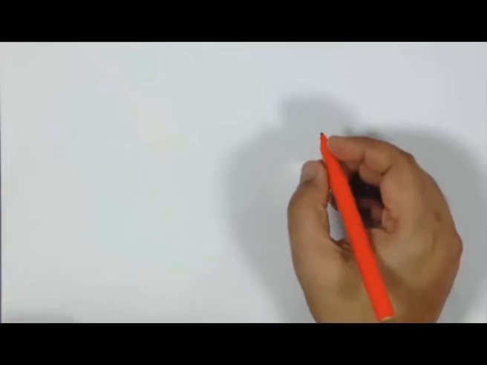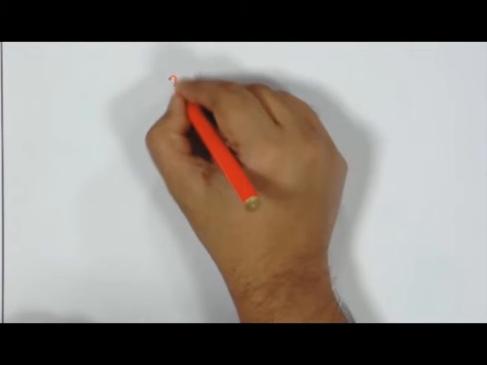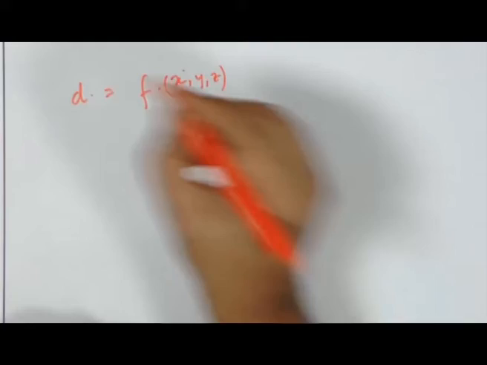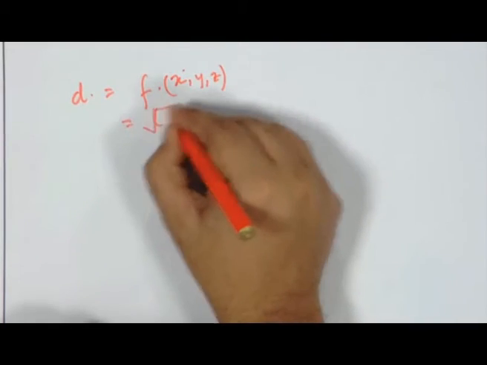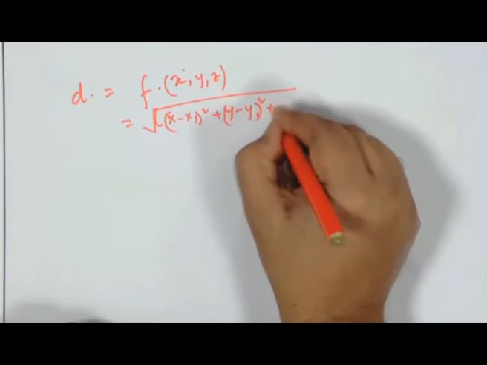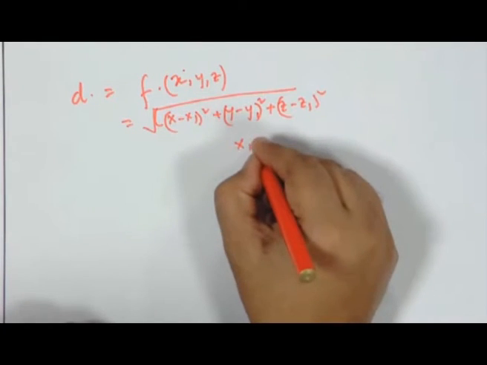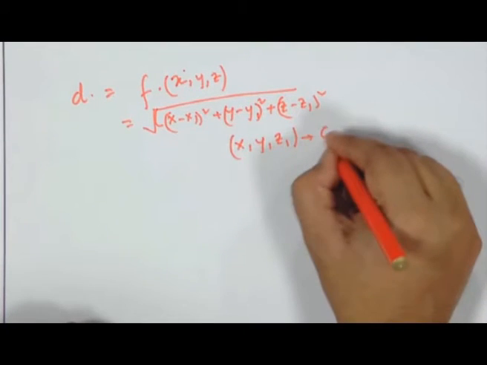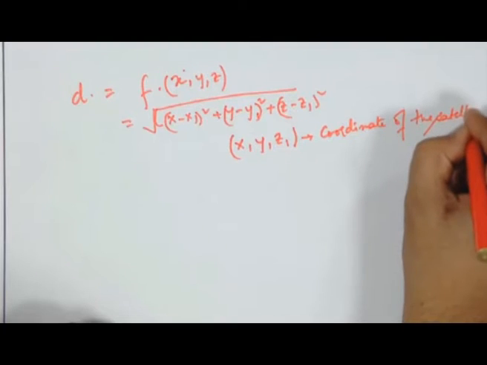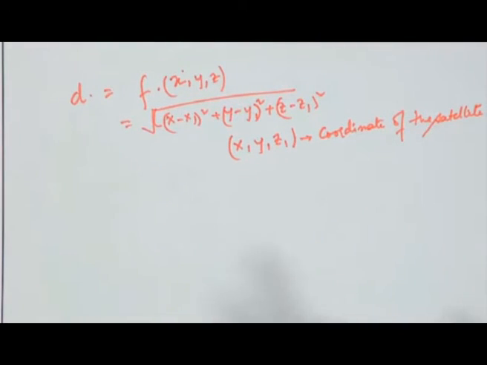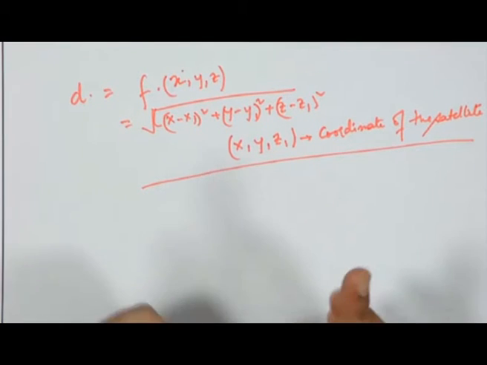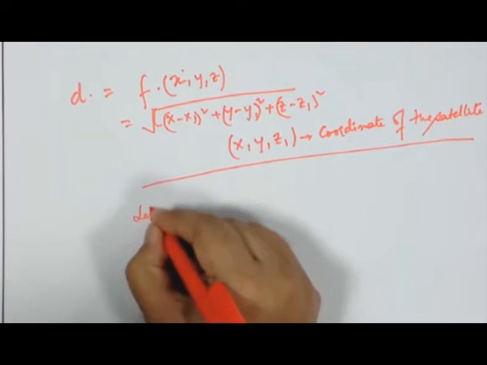Making life easy. So if I have a sphere, what would happen? A sphere would actually have a distance equation in terms of x, y, z. I can write it and show you: x minus x1 whole square plus y minus y1 whole square plus z minus z1 whole square, where x1, y1, z1 is the coordinate of the satellite. Is that okay? So essentially, you begin to get sets of equations.